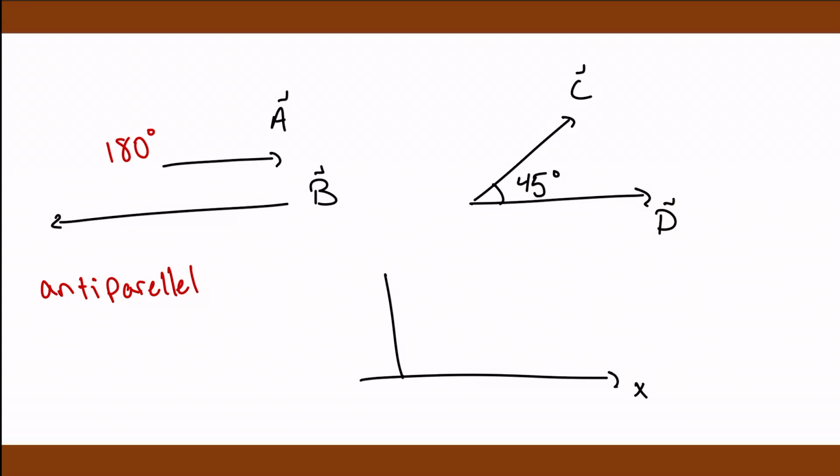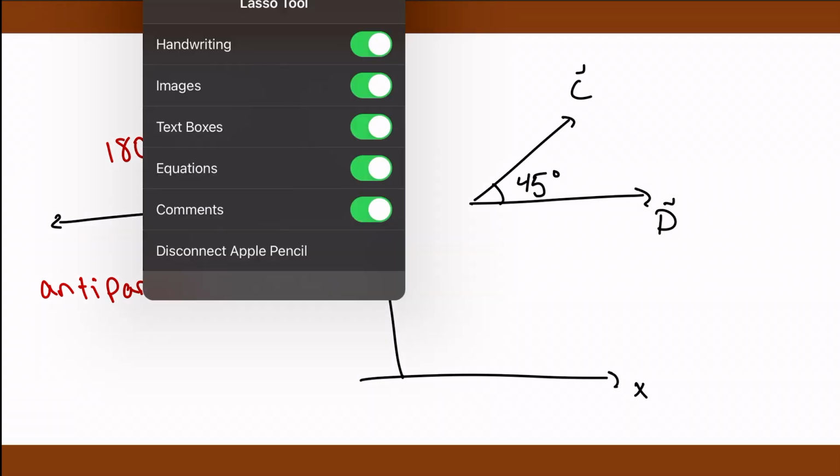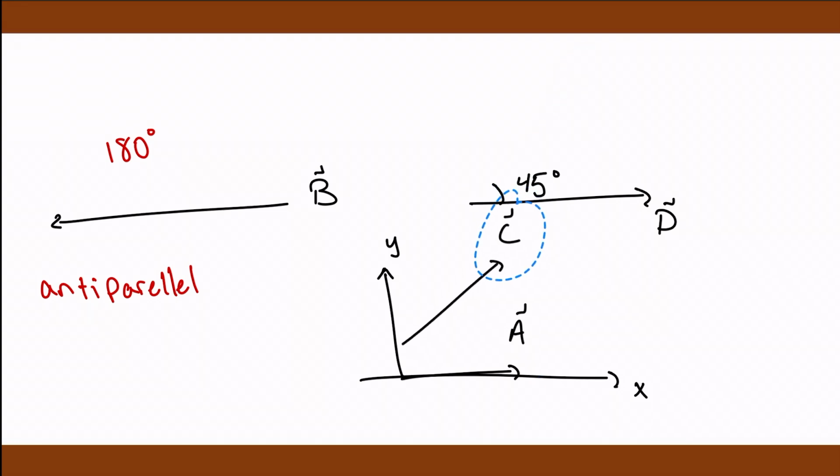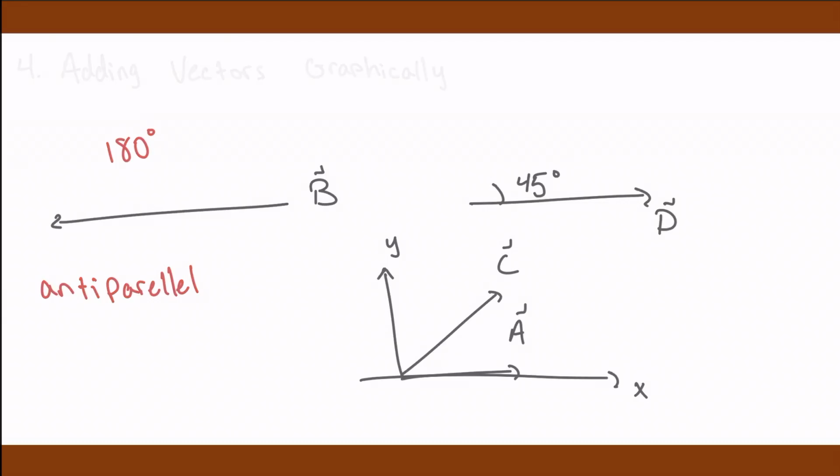As in, if I have the x and y axis, I can always just move my vector A, let's say, right here. So, there you go. I didn't draw it very perfectly, but that's a 0-degree angle. The vector C has a 45-degree angle. And we can deal with vectors in this way as well.